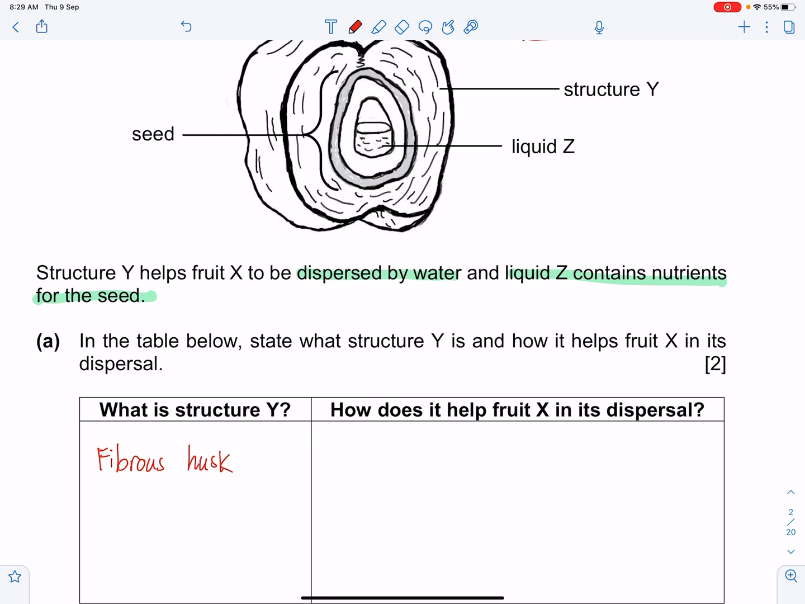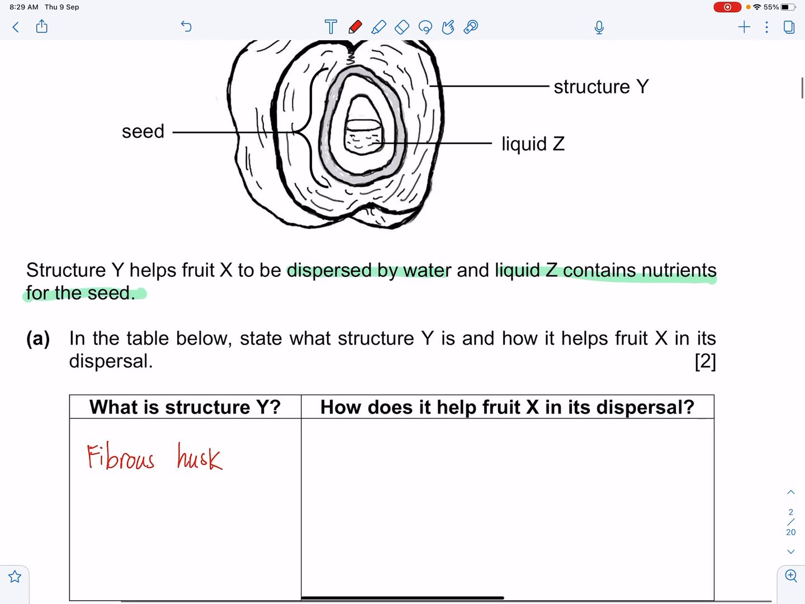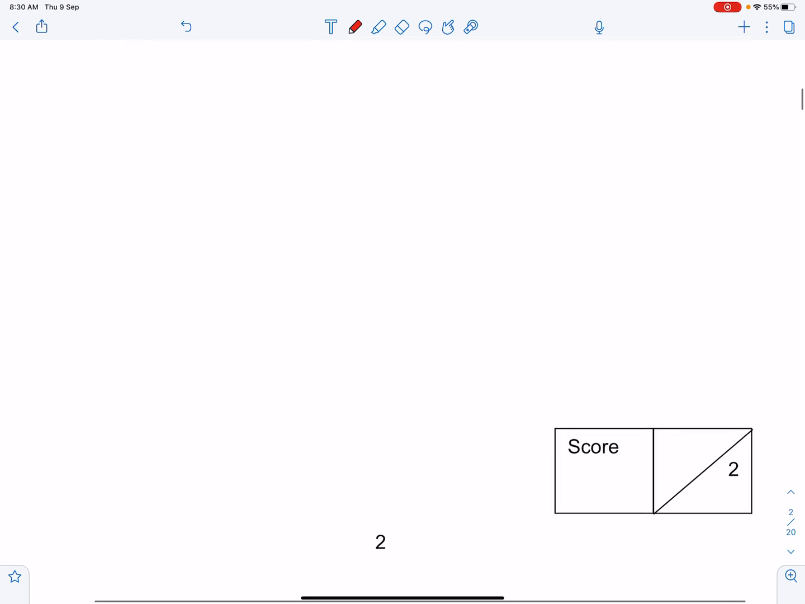Okay, and how does it help fruit X in its dispersal? So they already give you some hint, right? I like that you're saying it traps air or contains air. Very good. So it basically traps air or contains air, so that it can float. So this question, pretty well done. Next.